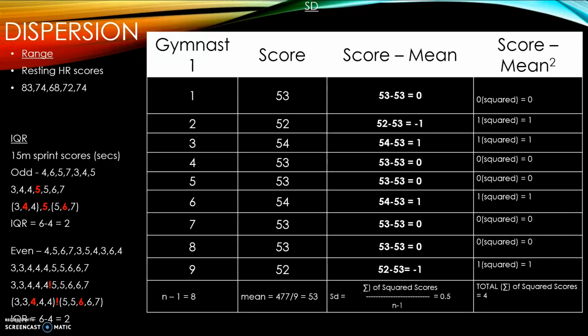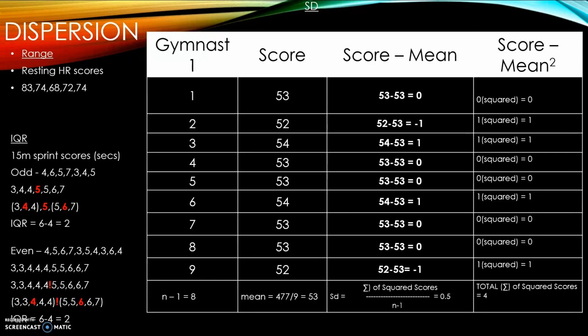The median divides the data set into two halves. The first quartile divides the bottom half, and the third quartile divides the top half. To calculate the interquartile range with the scores received from 15-meter sprints of young female British gymnasts, as the data set is odd, you put the data set in rank order and get a median, which would be 5.